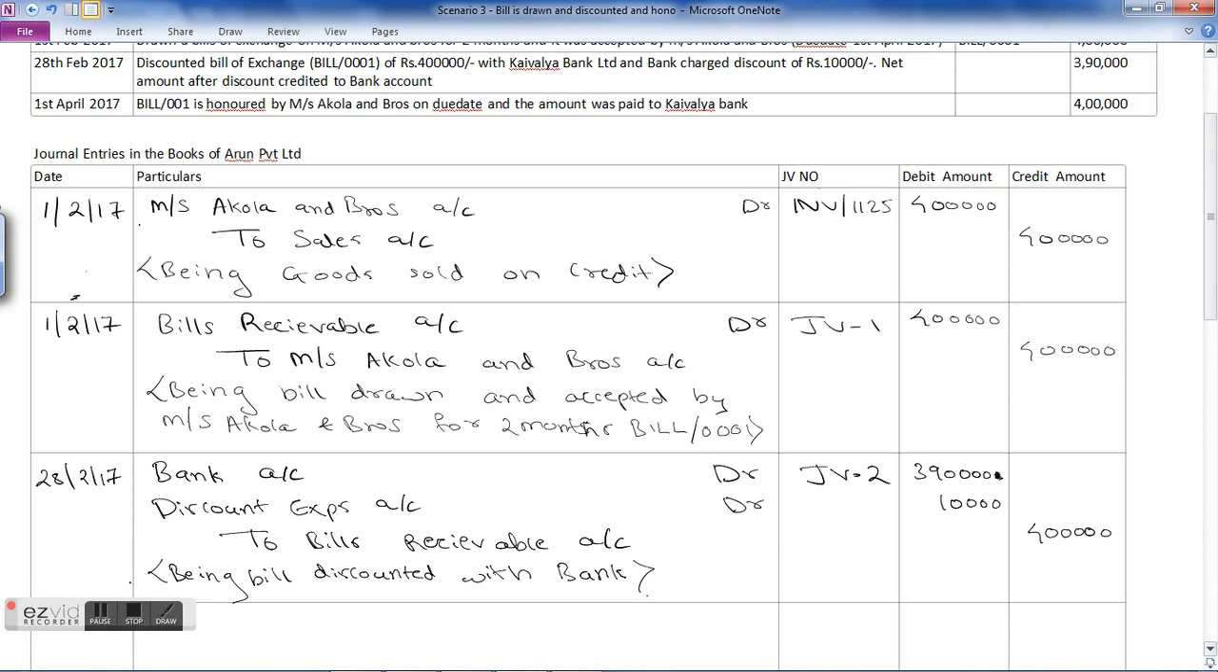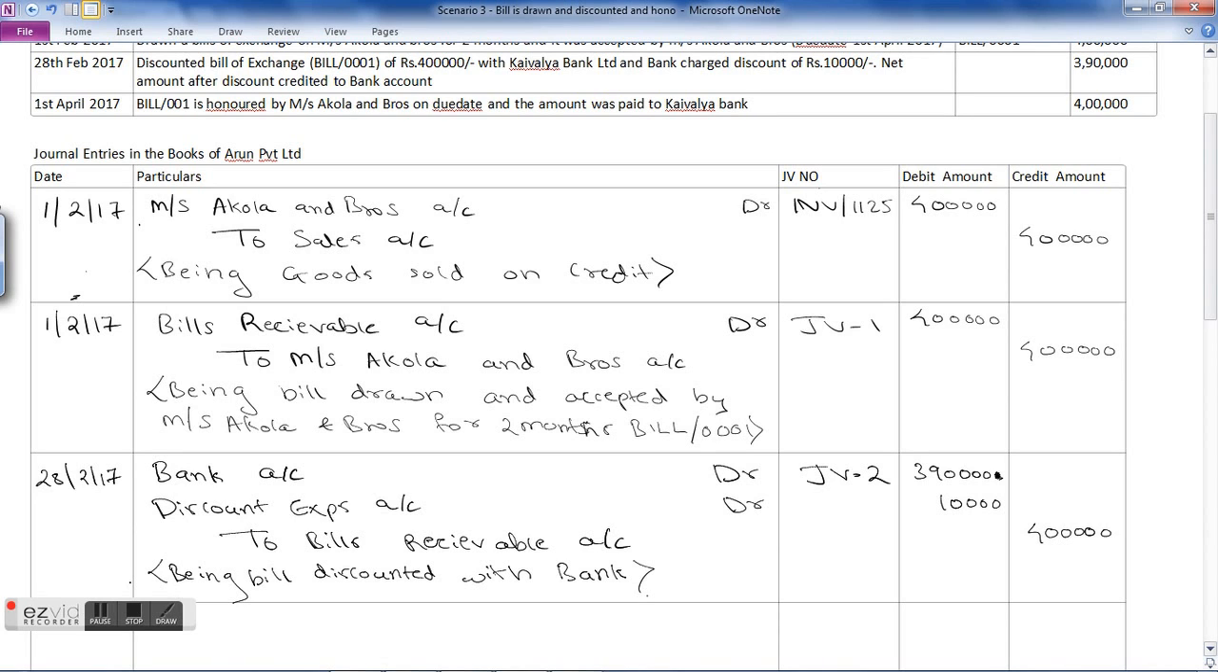So this is the entry for discounting of a bill of exchange. Okay, what we are doing, we are receiving the amount, so we are debiting our bank account. Then discount expenses, whatever are the charges, we are again debiting those expenses. And then the bill receivable was an asset within our books, so we are giving it to the bank as a security against discounting. So then that will be credited, an amount is 4 lakh rupees.